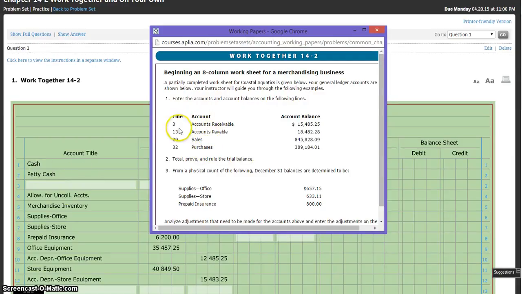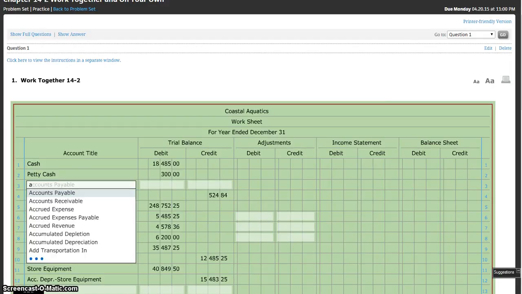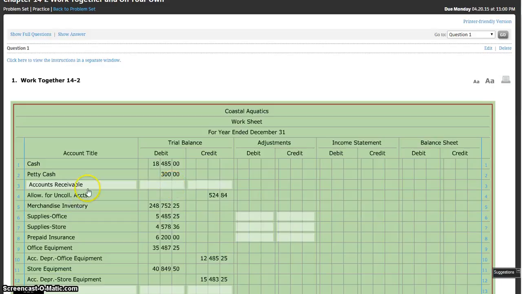So our first one, it says line 3 for accounts receivable, and the amount is given here, $15,485.25. So we're just going to simply add in the titles. Accounts receivable we know is an asset account, and we know that all asset accounts have a normal debit balance, so the amount that was given was the $15,485.25.